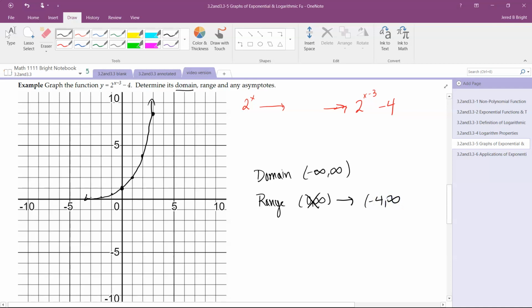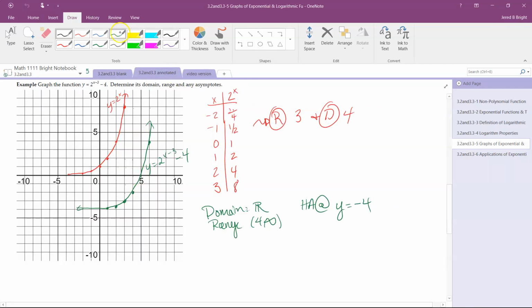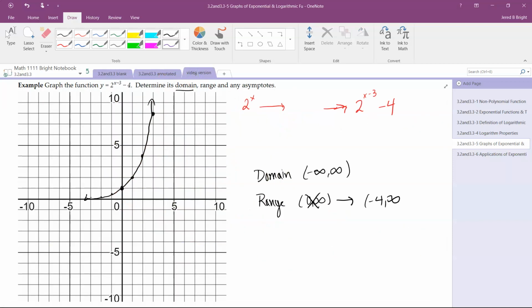And so that's consistent with our graph here, because if we look at this line here, this is the y equals 4 line, or negative 4. Yeah, and that should be a minus 4. We approach negative 4, but we never fully reach it. Okay, so there is our range.